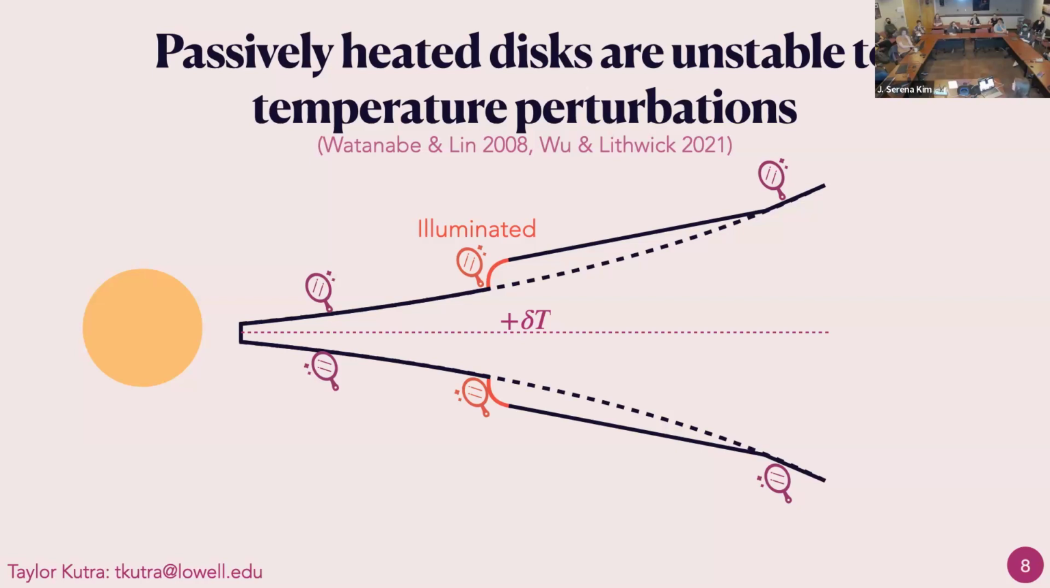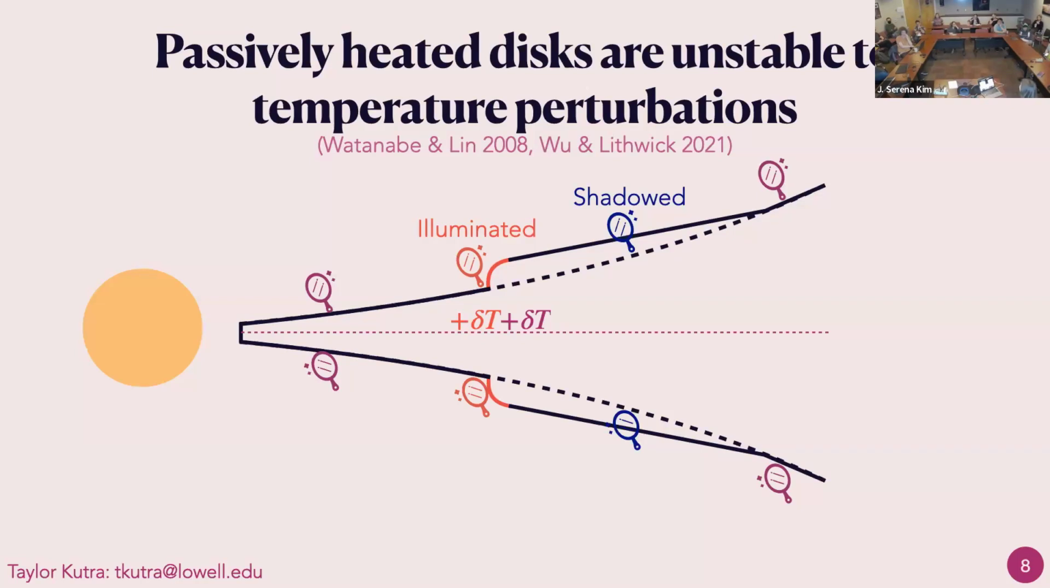And so now, because this portion of the disk is receiving more starlight, it's going to deposit more heat down towards the midplane of the disk. And that perturbation is going to grow. And then in this outer region, this is where the disk is sort of experiencing its winter.